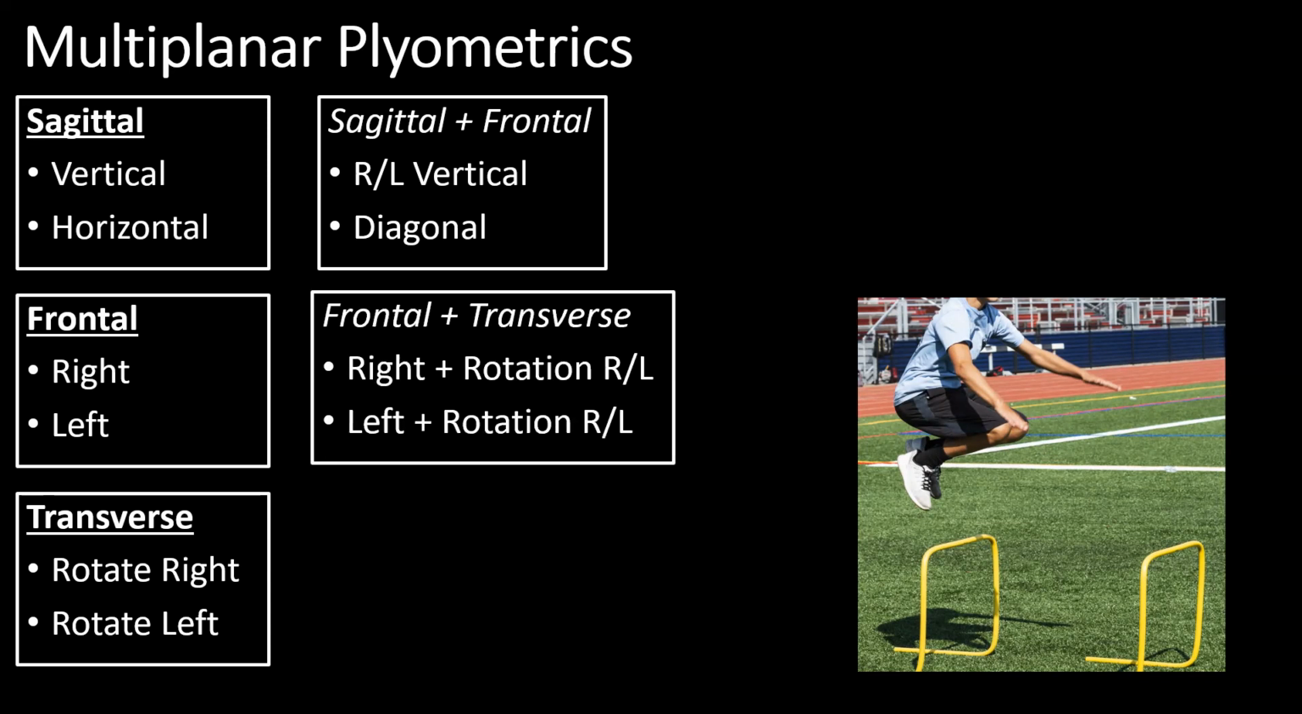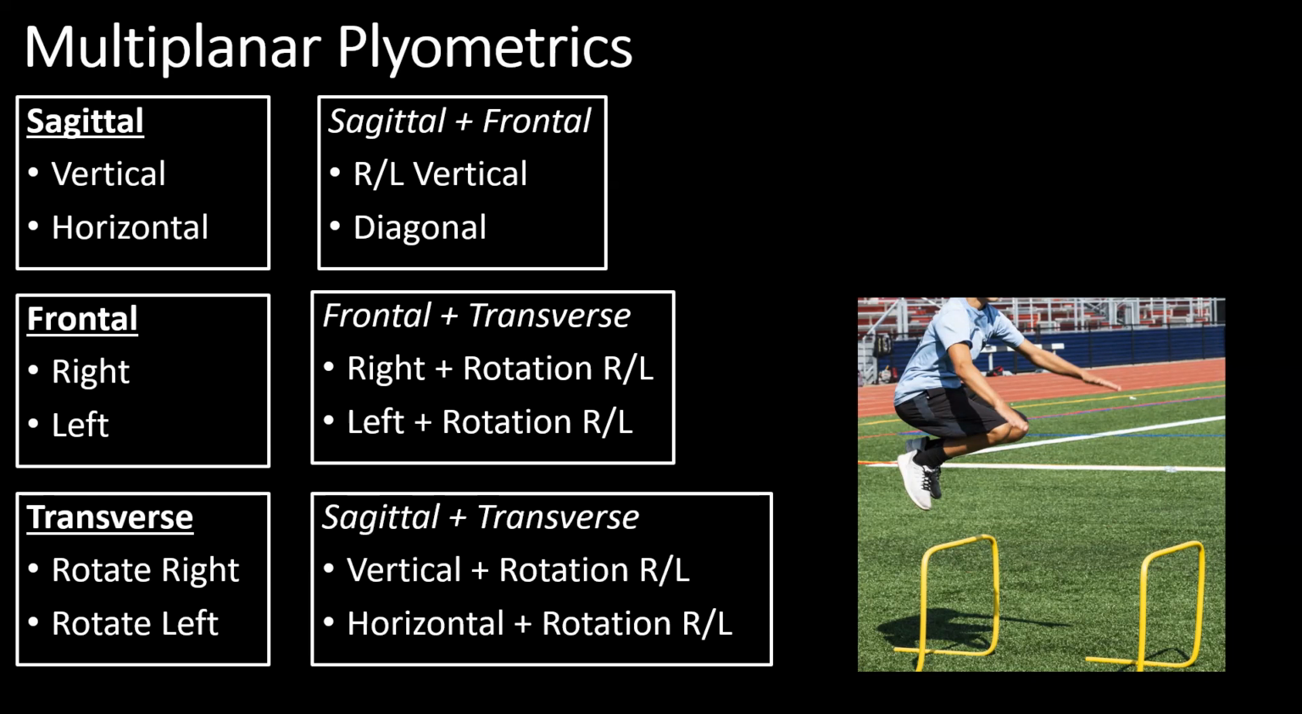We can add the frontal and the transverse plane together. So we could jump to the right with a right rotation, or jump to the right with a left rotation, jump to the left with a left rotation, things like that, where we are jumping and rotating. We're jumping to the side and rotating our body, and then having to reposition and land correctly while we've reoriented ourselves in different planes of motion.